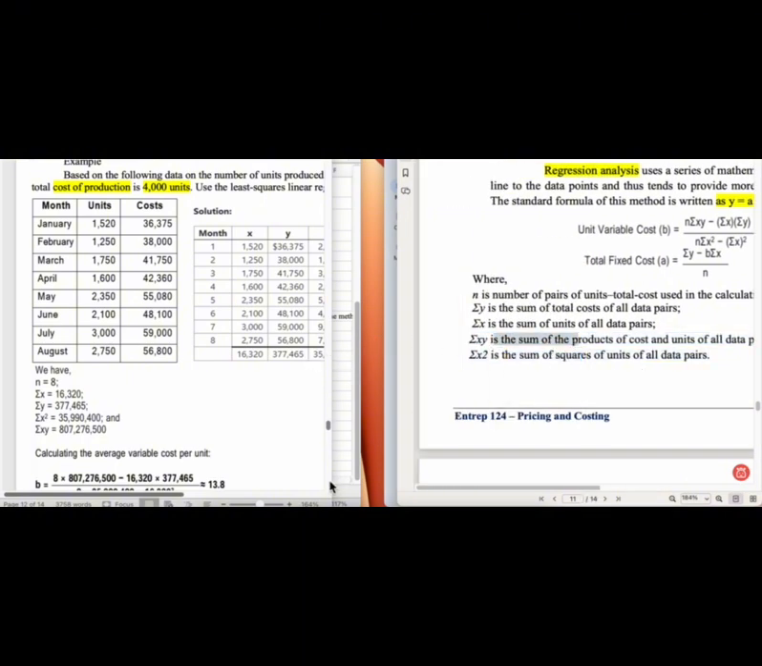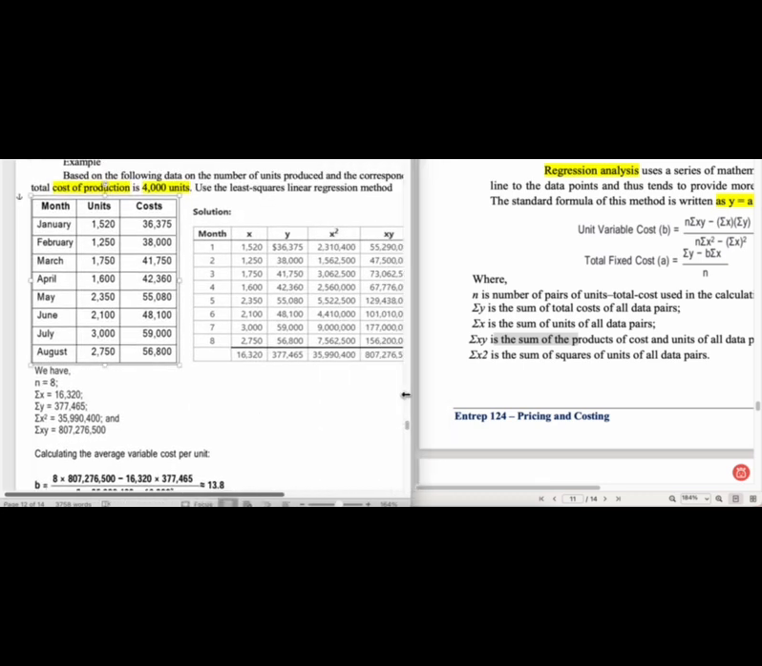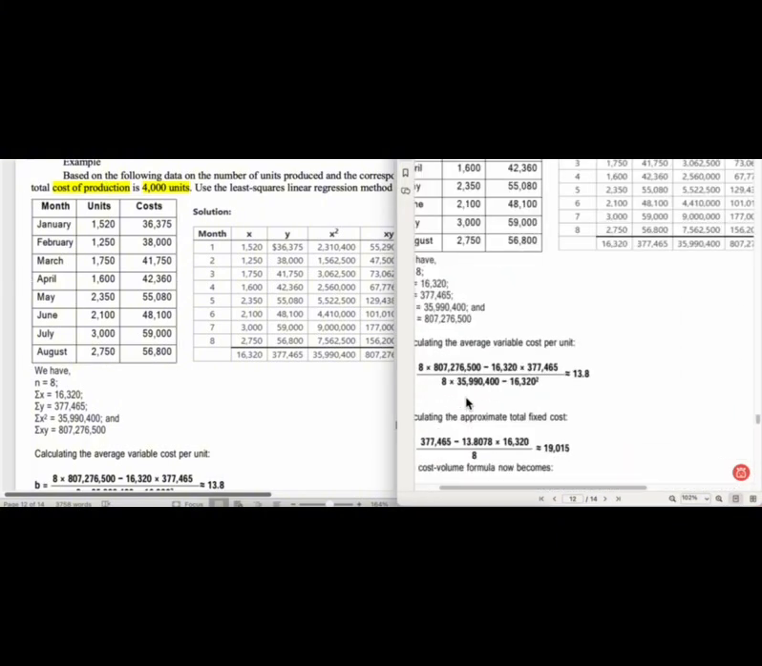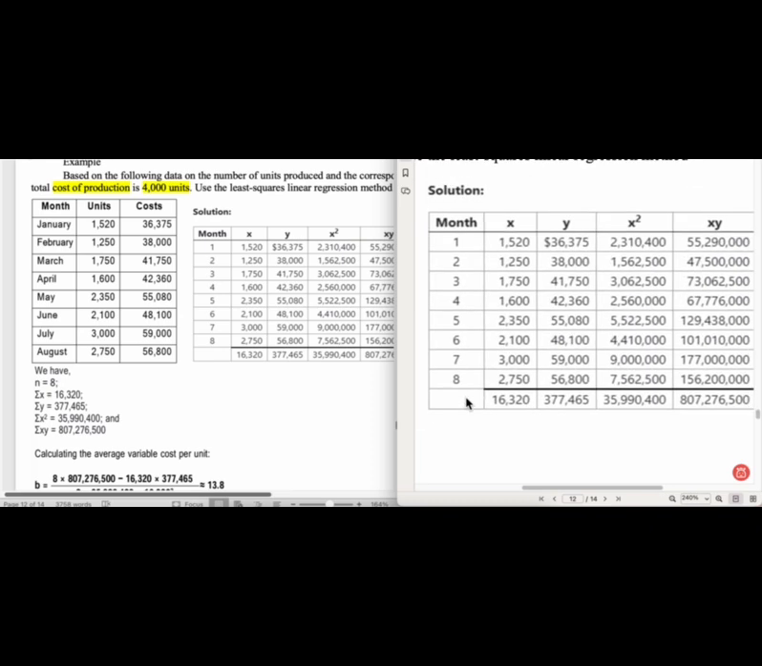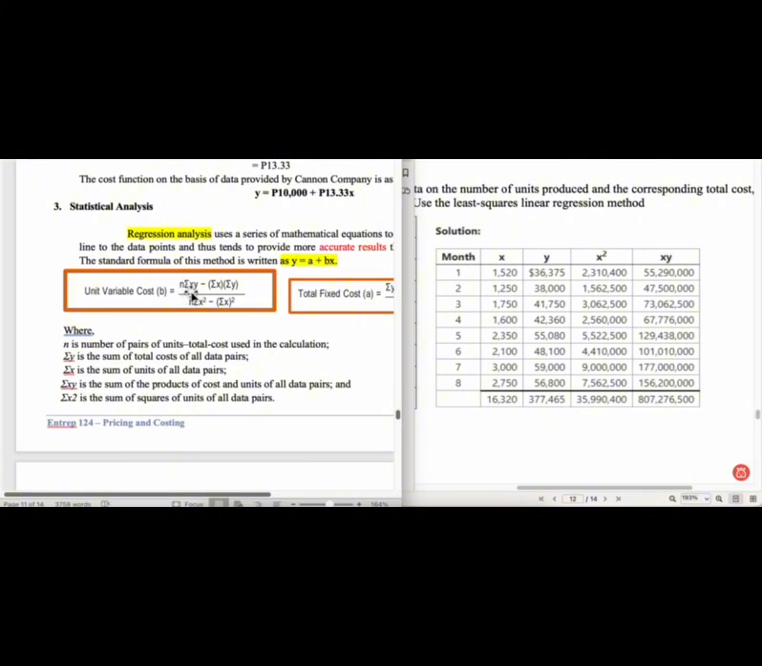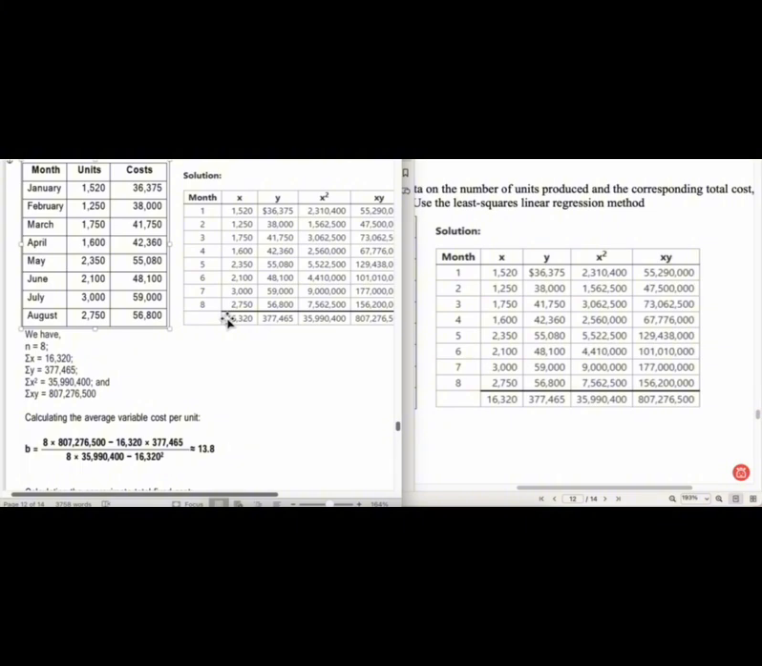Now, once you know your given data, lay out your table. So this will be our table, this will be our solution. What we need to find is the summation of xy, summation of x, summation of y, and summation of x squared. Right? Those are what we need to find. So x is our units, and y is our cost. Look at the given.